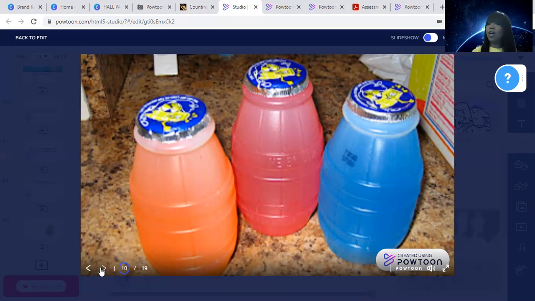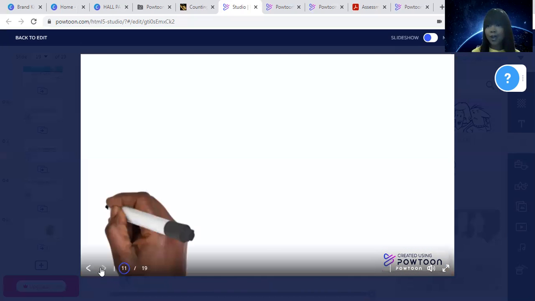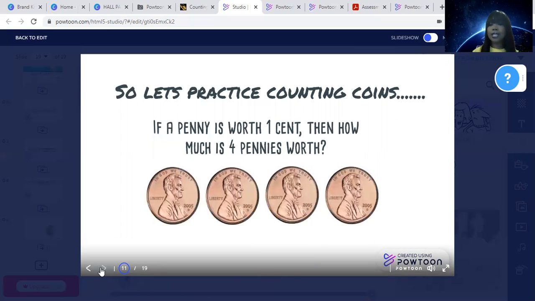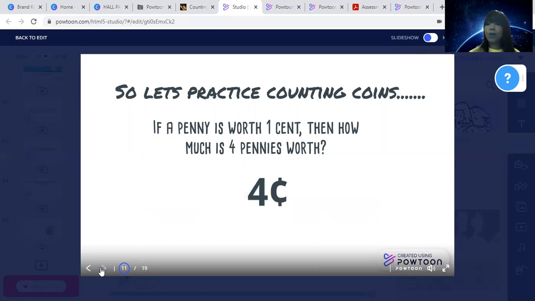Now that we know more about coins and counting them, let's practice. Let's do some counting, right? So if a penny is worth 1 cent, then how much is 4 pennies? Let's think. One, two, three, four. So 4 pennies are worth 4 cents. And remember that symbol we learned earlier? That is where you would use it behind the number.